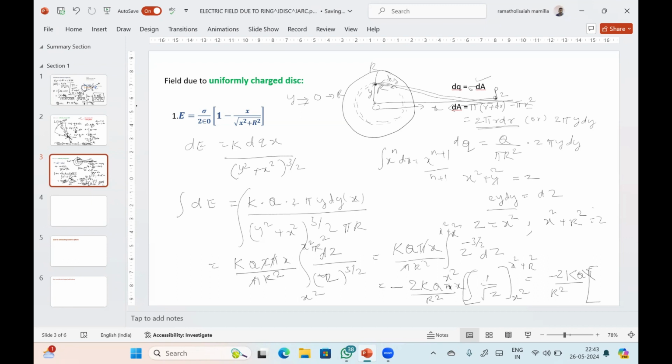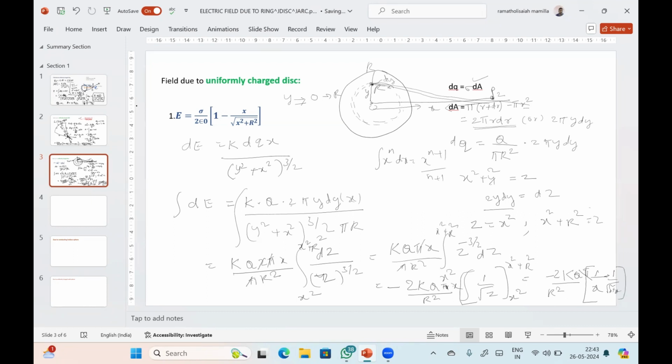Now 1 by root x square, I can write as 1 by x, so x minus 1 by root over x square plus r square. After simplifying you will get this equation. Take x common, keeping pi and pi like this. Q by pi r square I can write as sigma, since q by pi r square is the value of sigma.